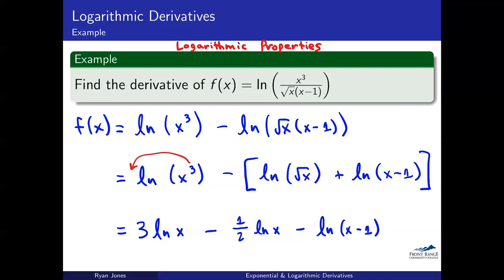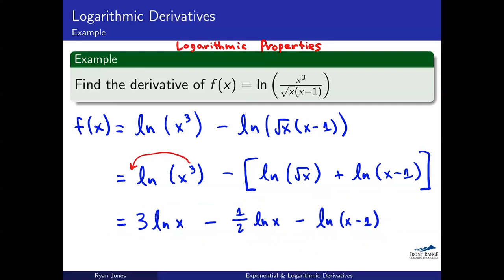Nothing I can do on this x minus 1 there. One last little simplification here. I have 3 ln of x minus 1/2 ln of x. Those are common terms, so I can subtract those down to 5/2 ln of x minus ln of x minus 1. And there we go. We are on our way right there.